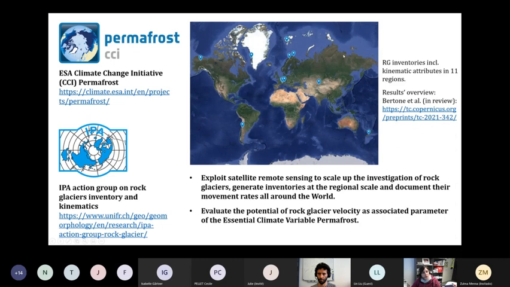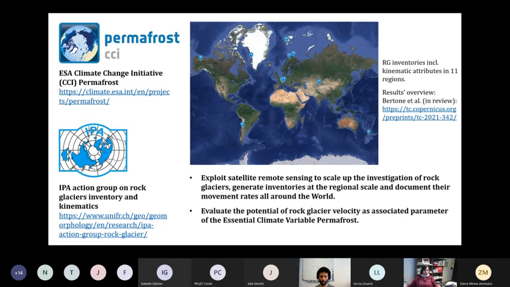Just to let you know, this little project that was focusing on rock glaciers within CCI Permafrost actually covered much more than Norway. We had 11 regions in total that we studied. Now there is a paper currently in review, but already available as a preprint in The Cryosphere, led by Aldo Bertone, that gives an overview of the results for these 11 regions. You're really welcome to have a look and also comment. It is not published yet, so we are happy to get feedback about it.